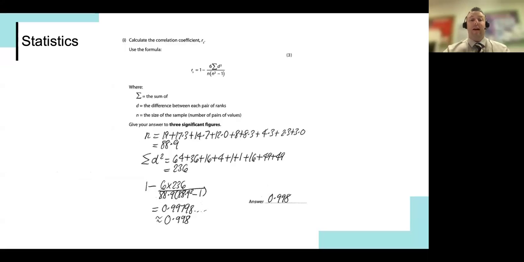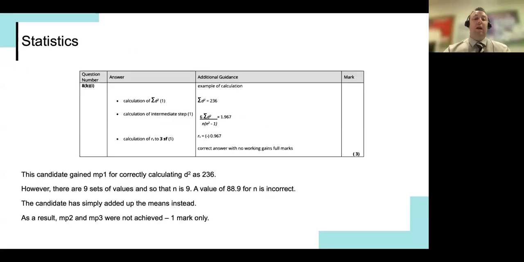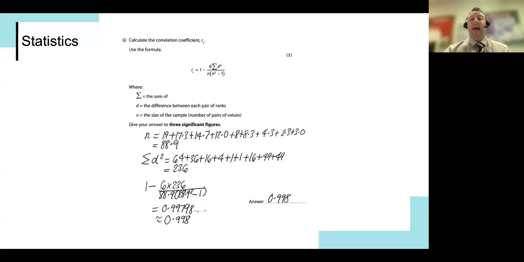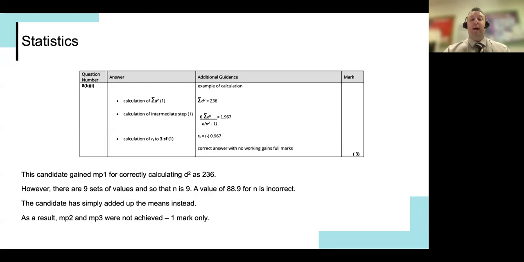The candidate, if I just go back, the candidate who answered the previous question, they got the first part right, as you can see there. They've done it in the second part down. They've worked out the sum of d squared. They've got 236. But what they've done wrong here is they have incorrectly identified n, because there are 9 sets of values. And n refers to the sample size. So they should have been counting up the number of different samples that were actually being looked at here. So 9 was the number of samples.